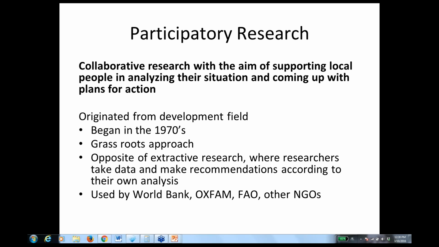So it's kind of the opposite of extractive research, what people had done historically, where researchers would either gather data or go into a community and take data, make their own recommendations according to their own analysis without really talking to the people in the community and getting a good sense from the people in the community what was going on, and also without involving them in the decision making and recommendation making with their analysis.